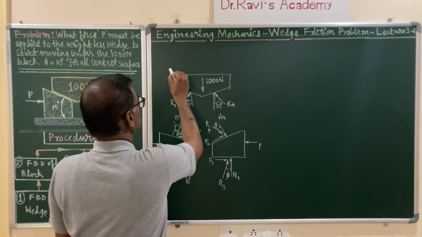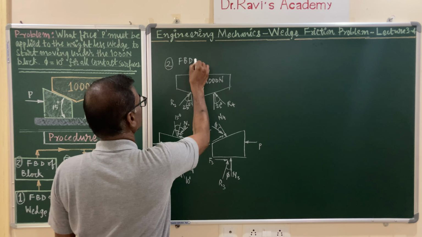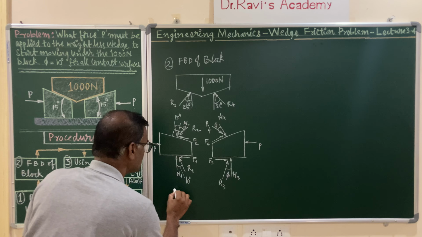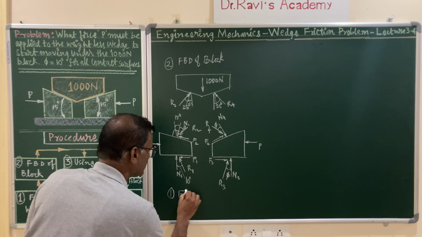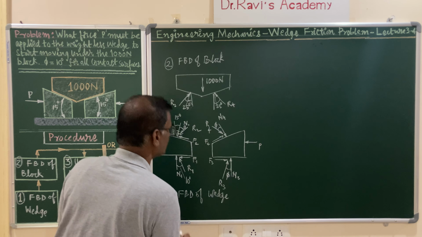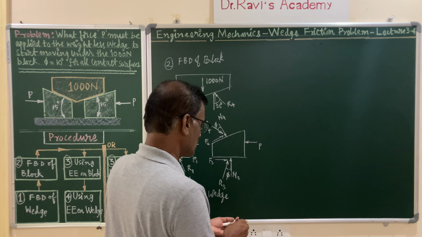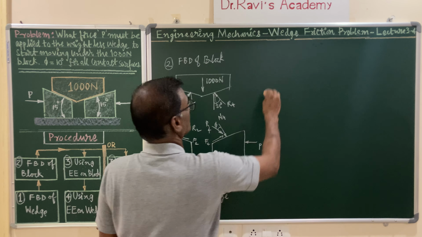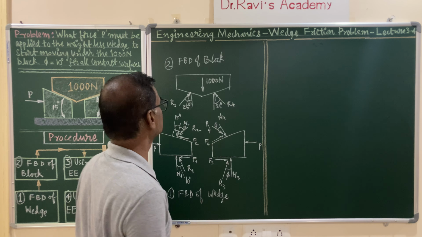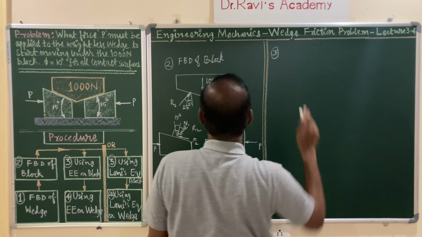This is the second step. Let me call it the free body diagram of the block. And this is the first step, free body diagram of the wedge. And after the second step, I am using equations of equilibrium. Let me solve this problem in the beginning using equations of equilibrium. Let me take a division, and my third step is using equations of equilibrium.